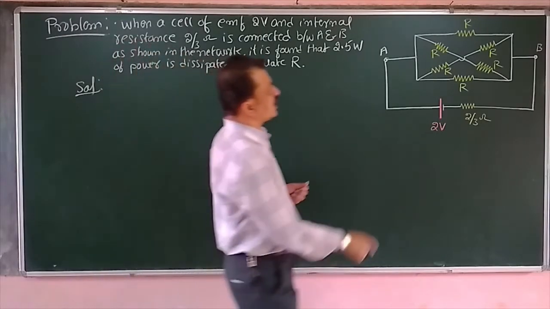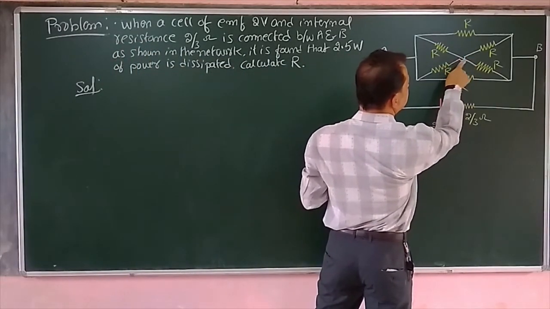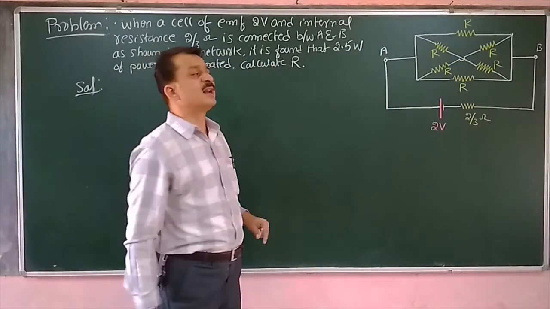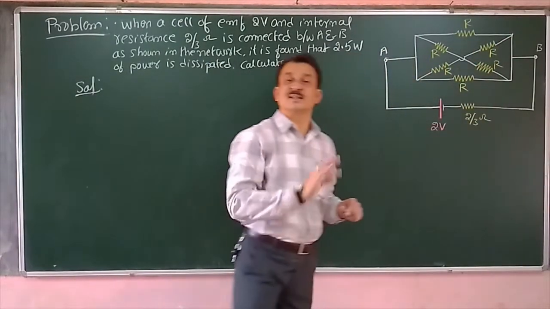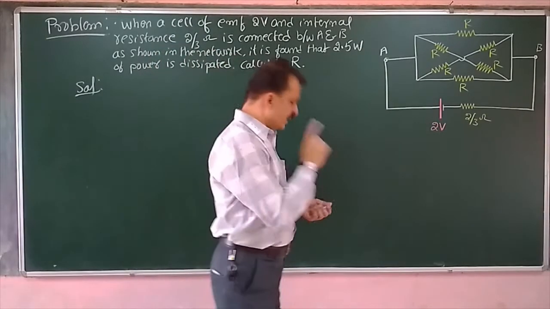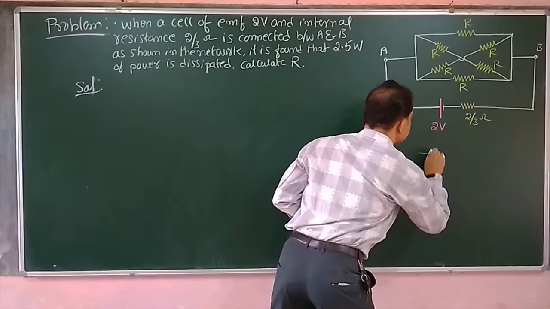Now carefully look here, in the diagram they have given a jump. Now this jump indicates that the diagonals are not at all connected. The diagonals are not at all interconnected, that is the meaning. Okay, so if that is the case, then carefully look at the terminals A and B. Now I will write the first resistor here.